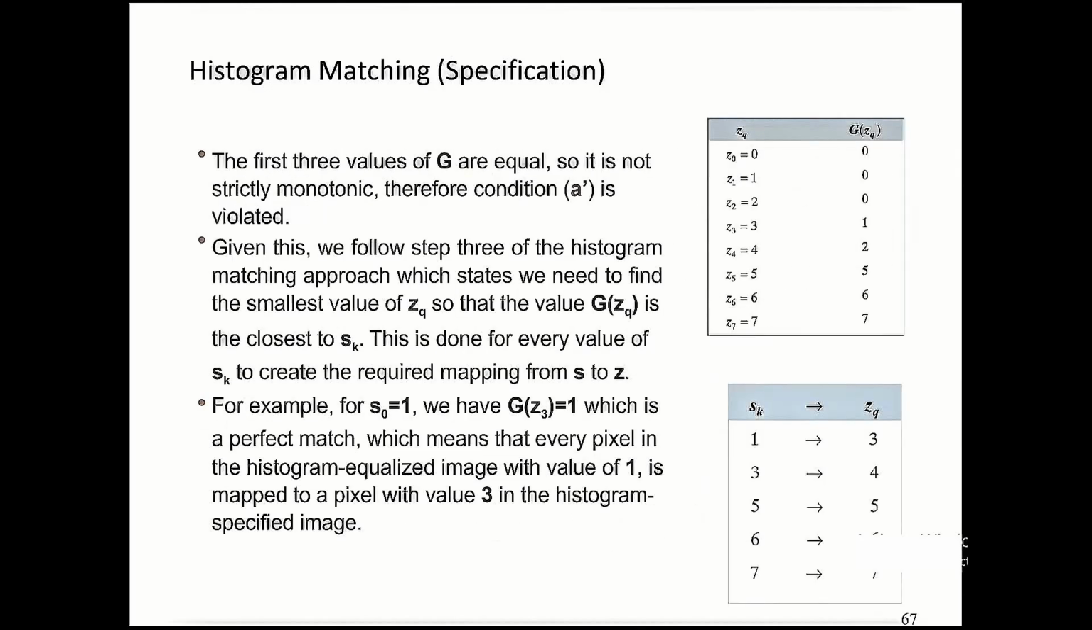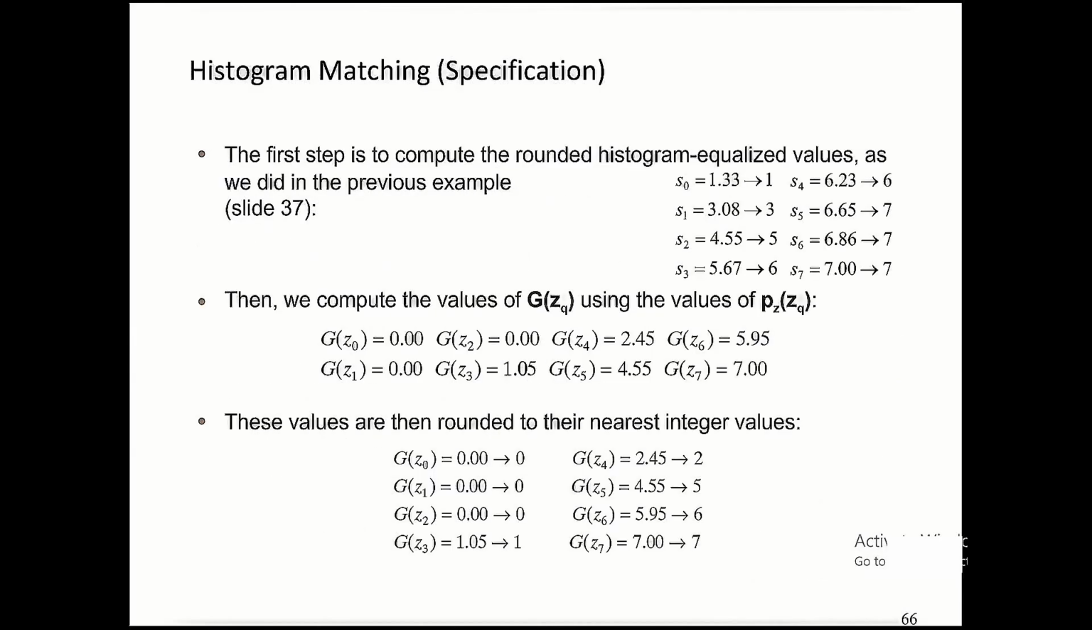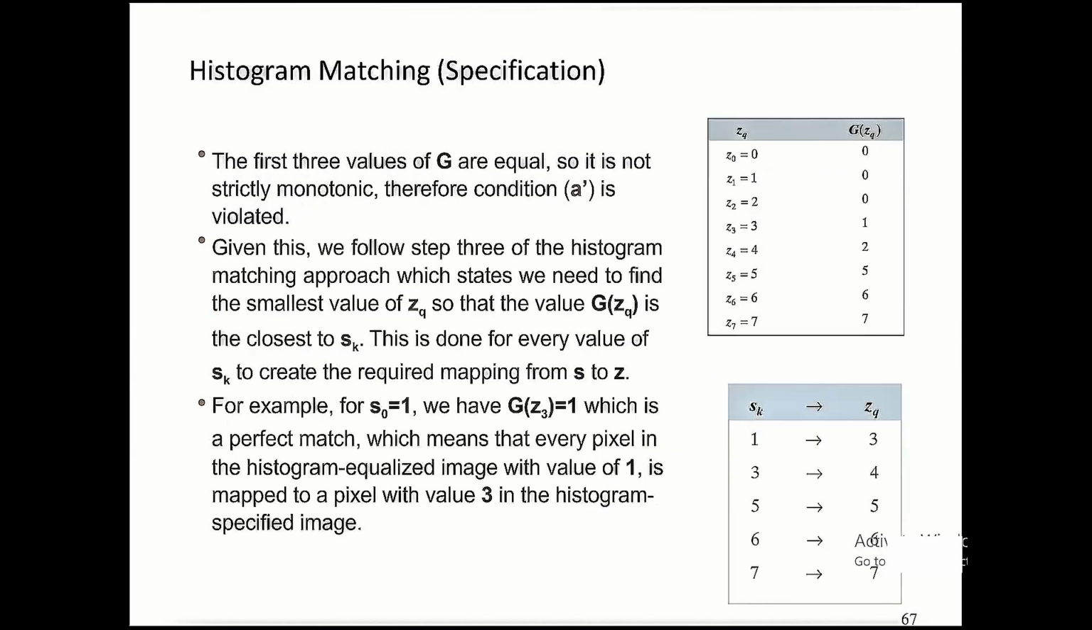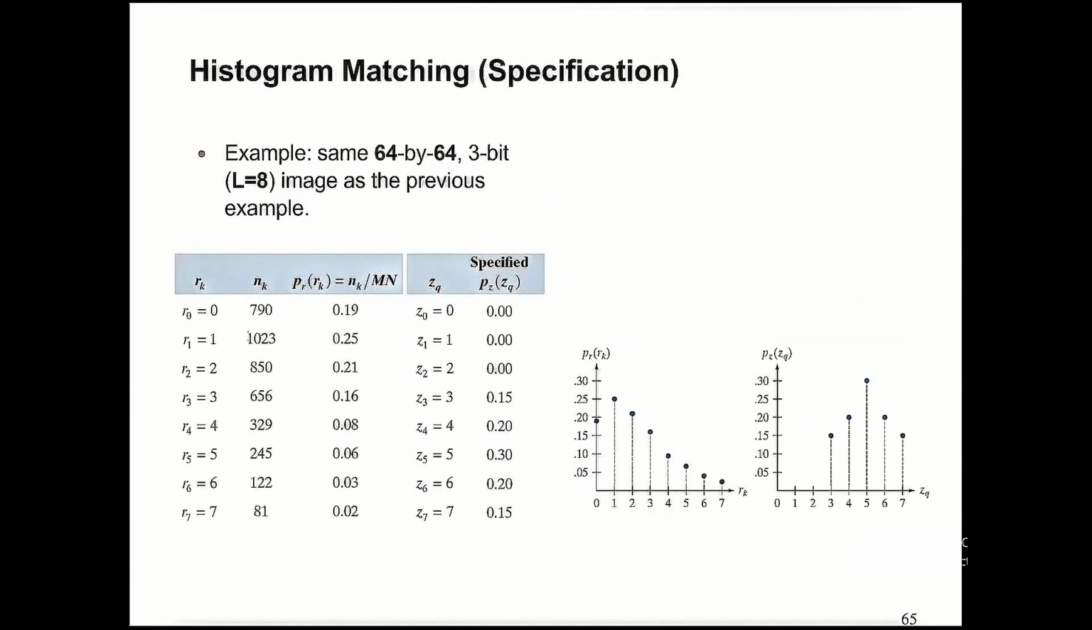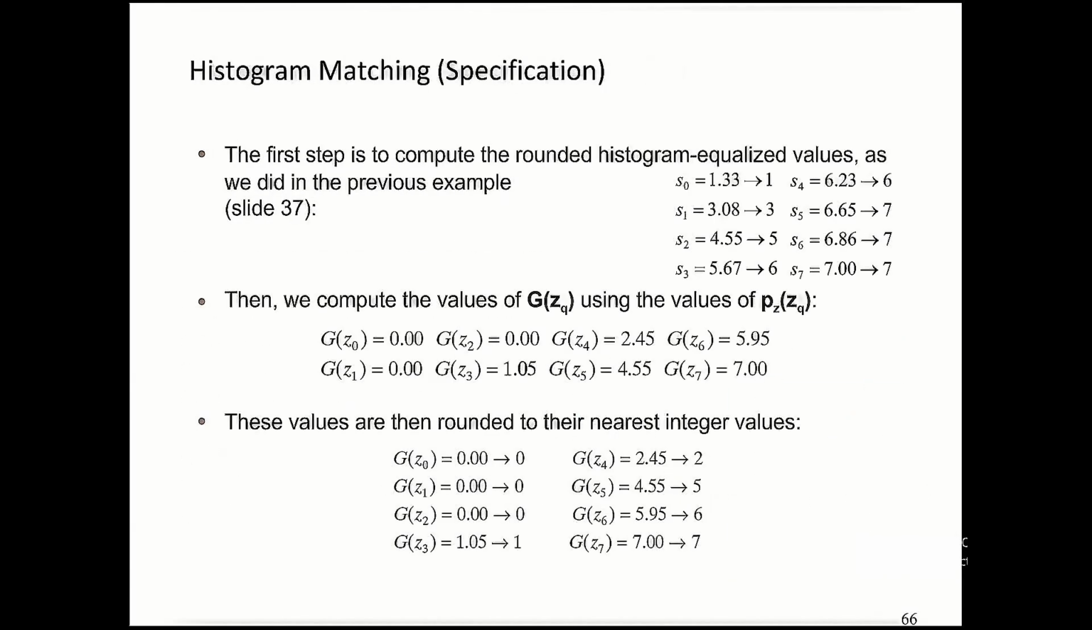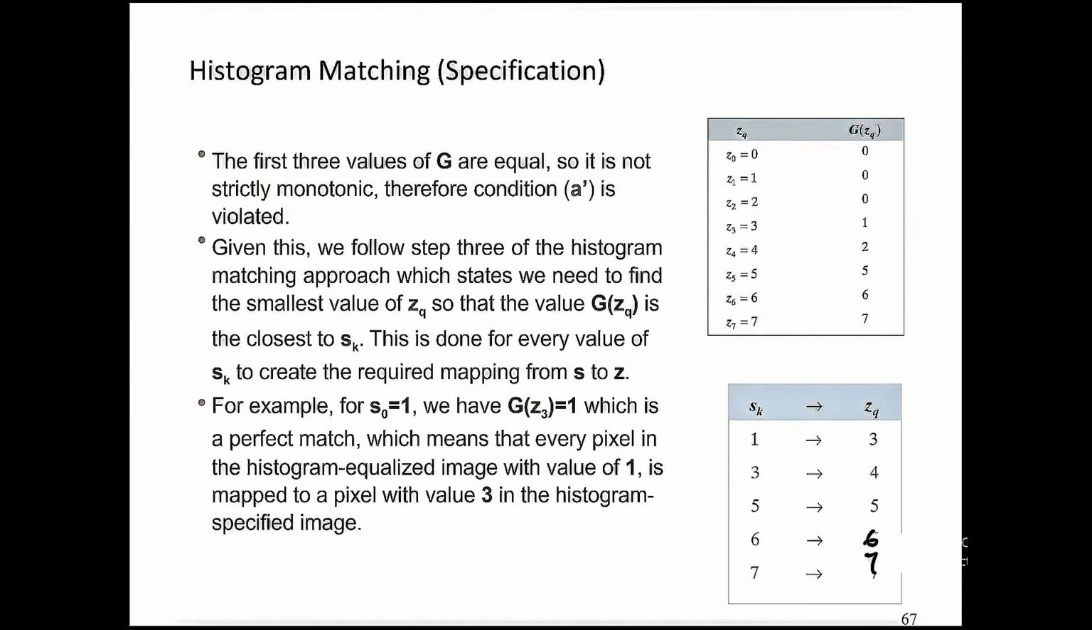This is easy. It's just a table mapping from there to there. Here we have the probabilities. Z0 is this one. Z0 becomes 0, Z1 was 1 and becomes 0, Z2 was 2 and becomes 0. 3 becomes 1, 4 becomes 2, 5 becomes 5, 6 becomes 6 and 7 becomes 7. So this is my table right now, after equalizing my own specified PDF.